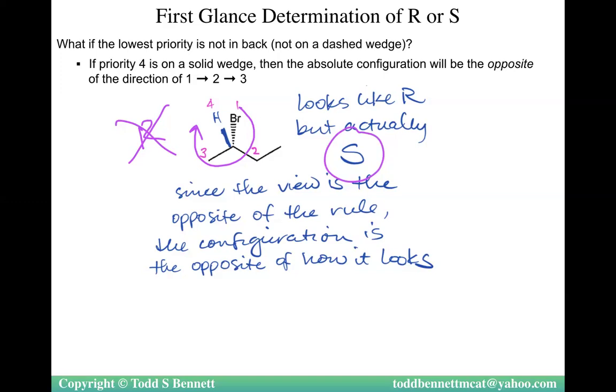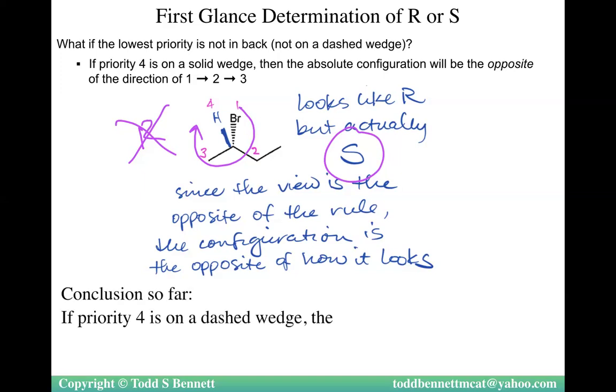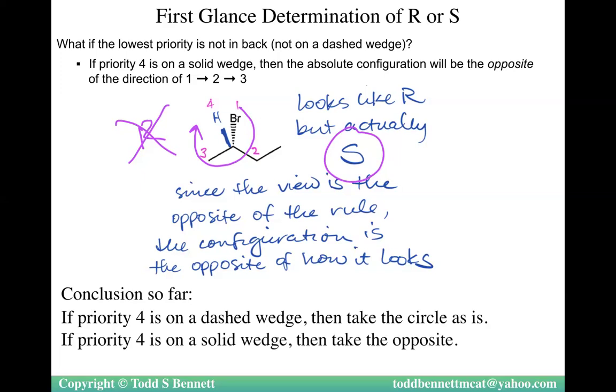So if number 4 is in back, take it as is. If number 4 is in back, draw the circle and just take the opposite. So rather than redrawing it, just going to take the opposite. So here's what we have so far. Here's our running list of information. If number 4 is in back, take it as is, draw the circle from 1 to 2 to 3. Clockwise is R, counterclockwise S. If number 4 is a solid wedge coming out in front of the plane, then you're just going to take the opposite. So that's probably step saving, time saving.